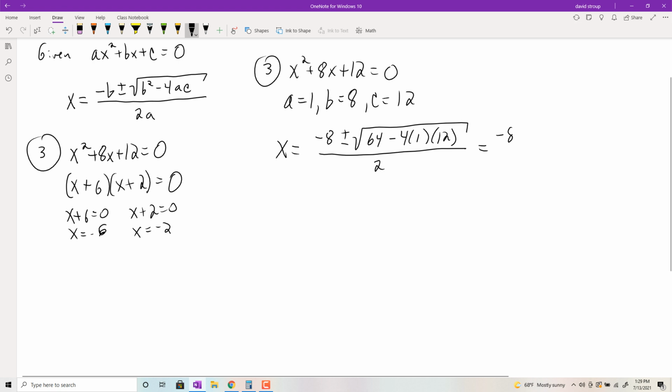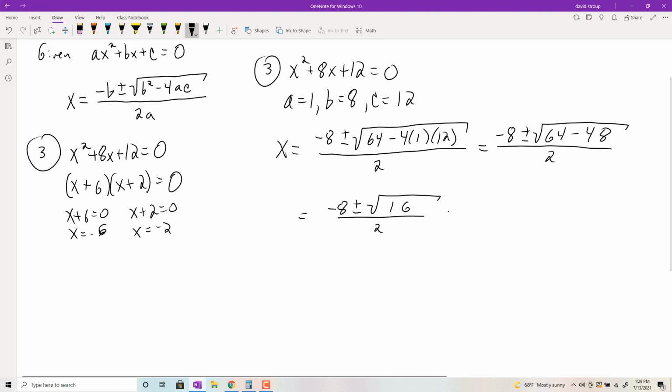Okay, so I'm going to go negative 8 plus or minus the square root of 64. And now I'll go ahead and figure this out. 4 times 1 times 12 is 48. All over 2. 64 minus 48 is 16. Simplify. And then we could butterfly that.